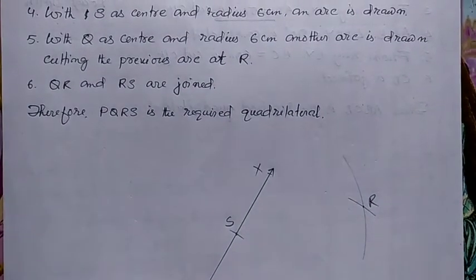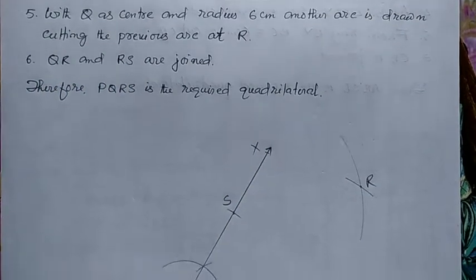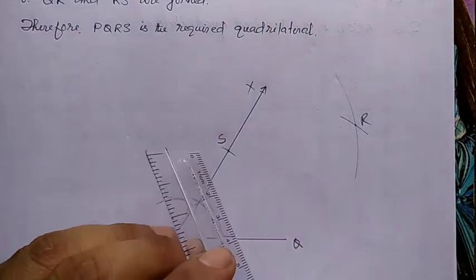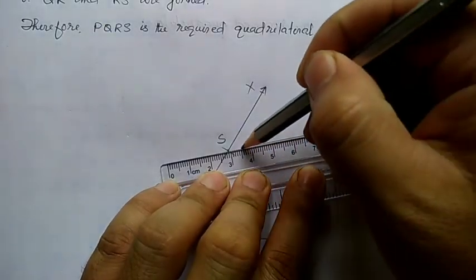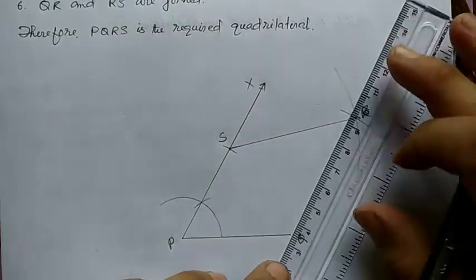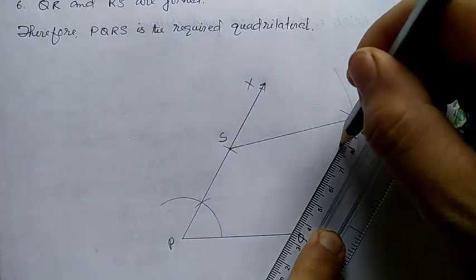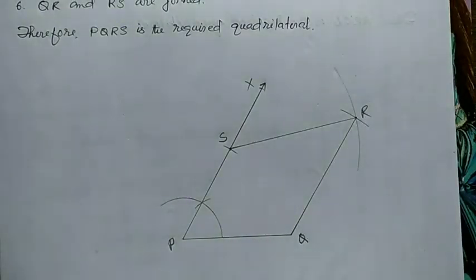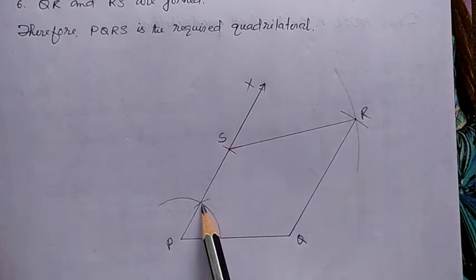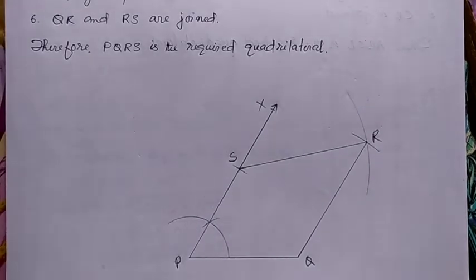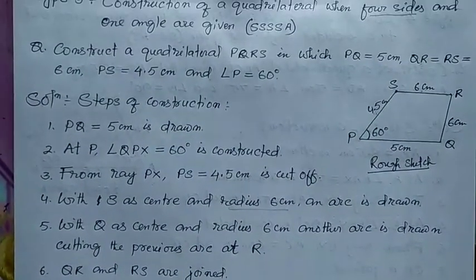Then the last step is to get the quadrilateral, we need to simply join QR and RS. We join RS. Also we join QR. Then we get the quadrilateral PQRS. You can verify the given lengths and the given angle. You'll get them accurately. So this is how we construct a quadrilateral when 4 sides and 1 angle are given.